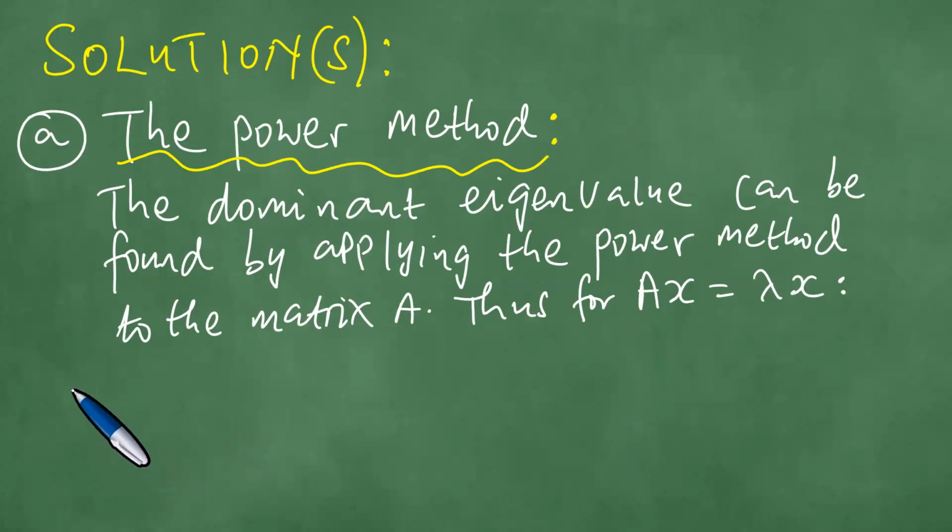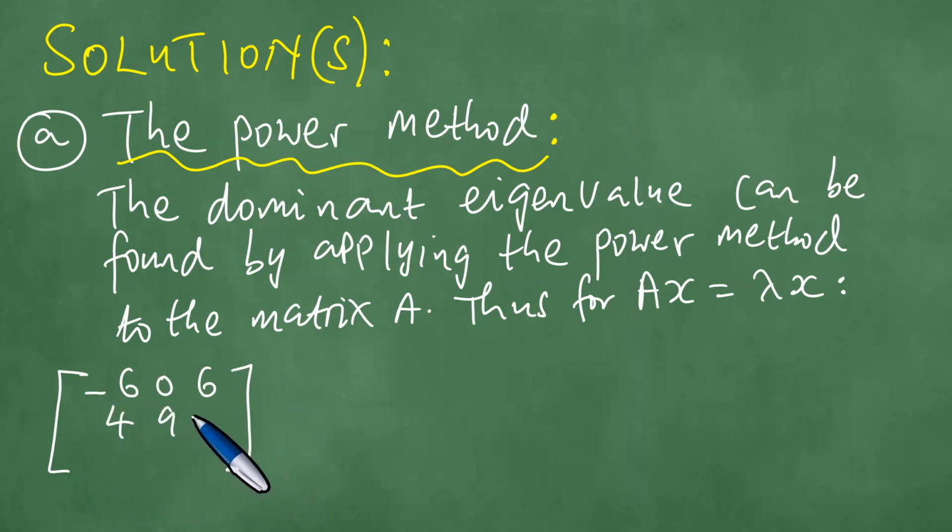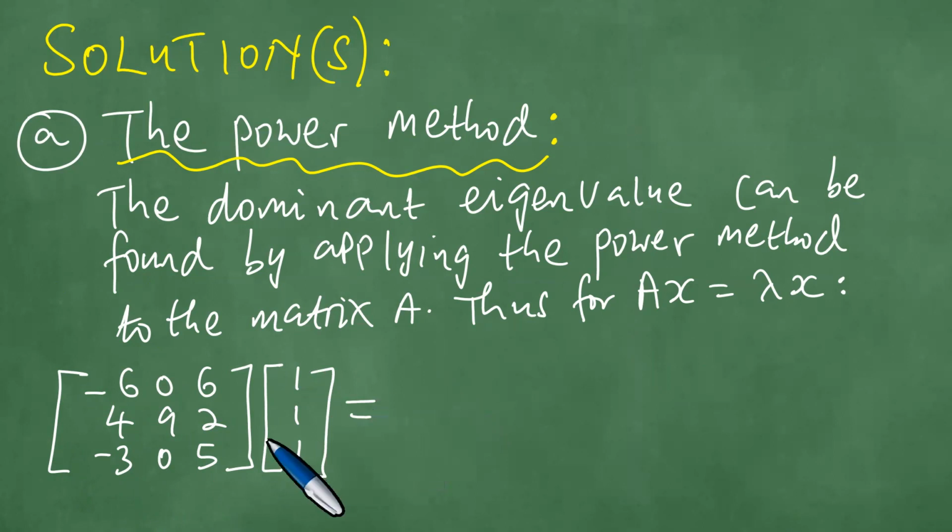So we understand that obviously we're going to start with the matrix A. And the matrix A has the entries minus 6, 0, 6, 4, 9, 2, minus 3, 0, 5, multiplied by the vector 1, 1, 1. Right, so if you multiply this row by this column, that's going to be minus 6 by 1, which is minus 6, 0 by 1, 0, and 6 by 1, which is 6. So it's 6 minus 6, giving us the 0 entry. Row by column multiplication yields 4 by 1, which is 4, plus 9 by 1, which is 9, giving us 13, plus 2, which is exactly 15.